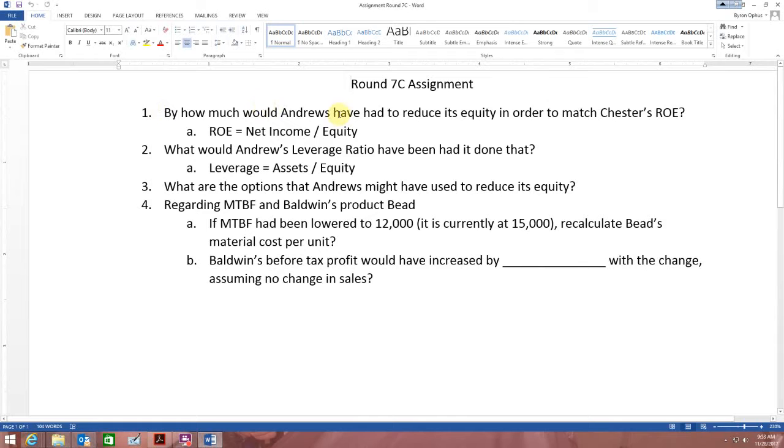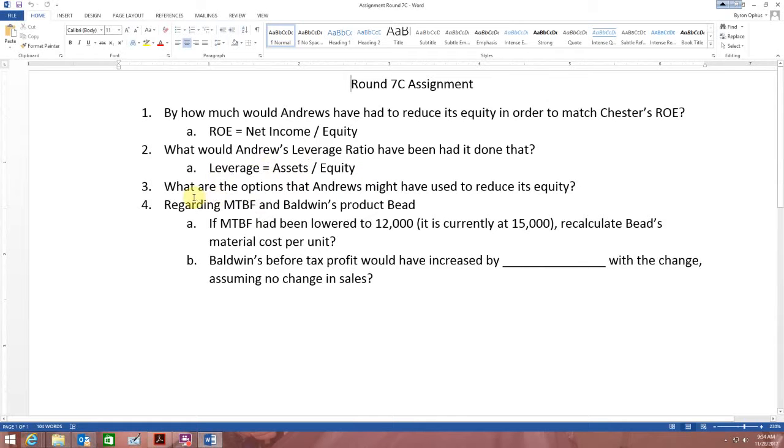What's going to happen? Andrews would have to reduce both its assets and its equity. They would be reduced by the same amount, because it would take cash or something else that's an asset, and that would reduce the assets, and then that would reduce the equity by an equal amount, which would change the leverage. We would think the leverage in that case would go up a little bit from what it is now.